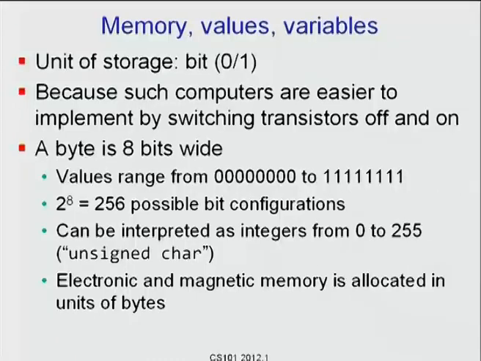Okay. So 2 to the power 8, or 256, possible bit configurations. And if we choose to, we can interpret them as integers between 0 and 255, which in C and C++ is called the type unsigned character. Unsigned meaning it doesn't have a sign. It can't be plus or minus. It's only plus. Okay. So in ordinary computers, all electronic and magnetic memory is allocated in units of bytes.